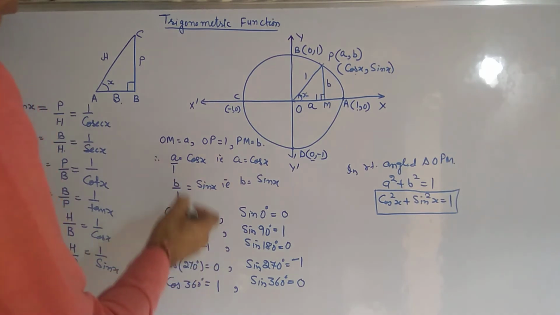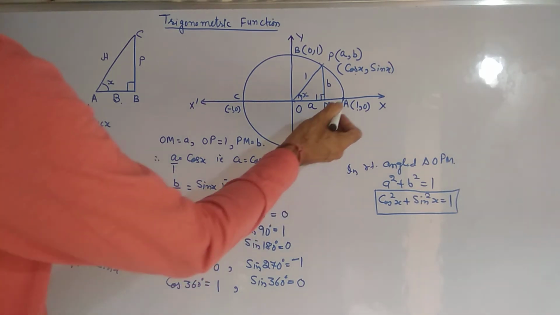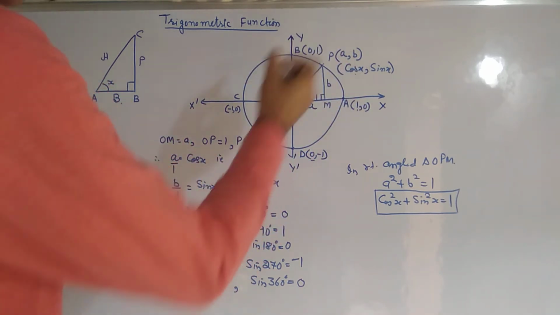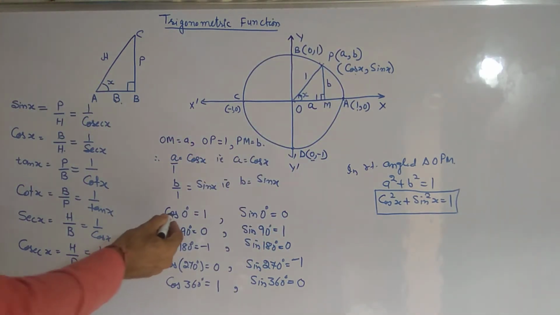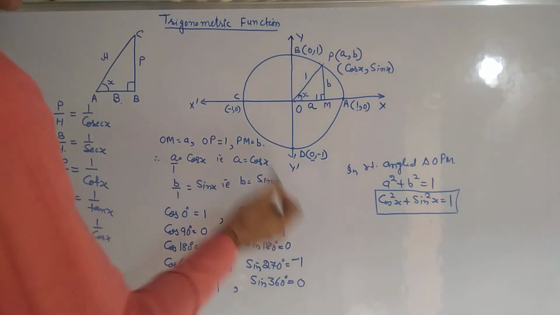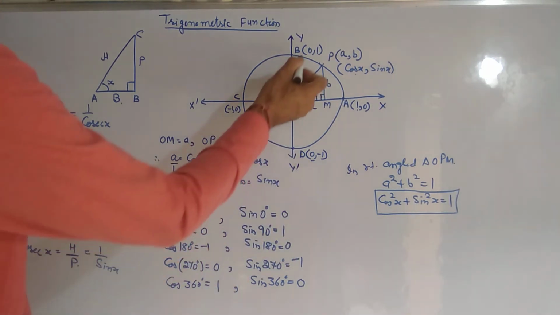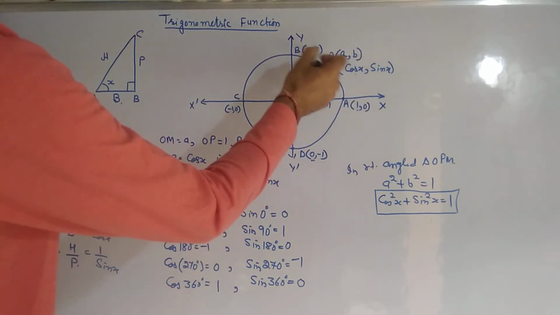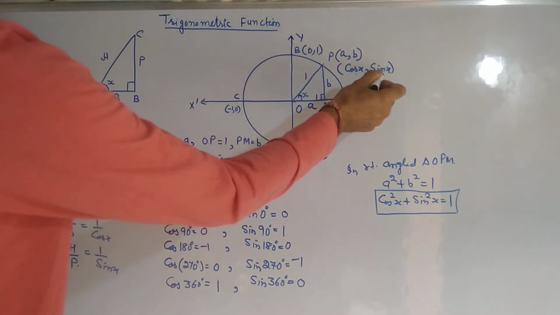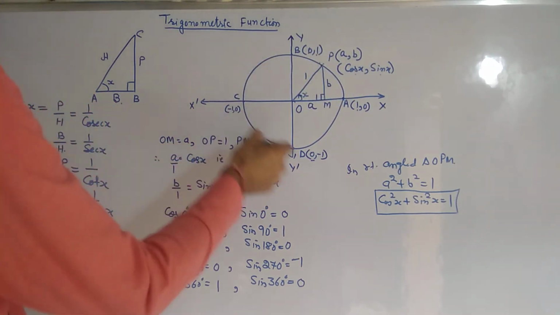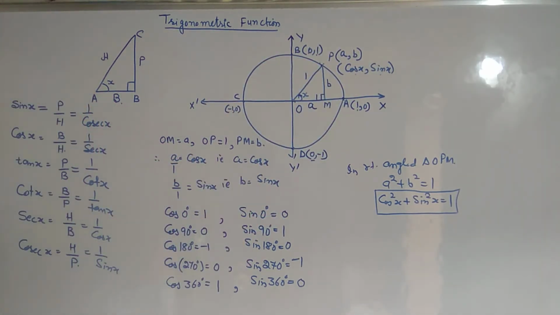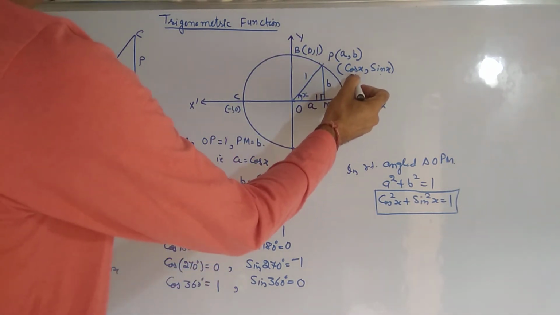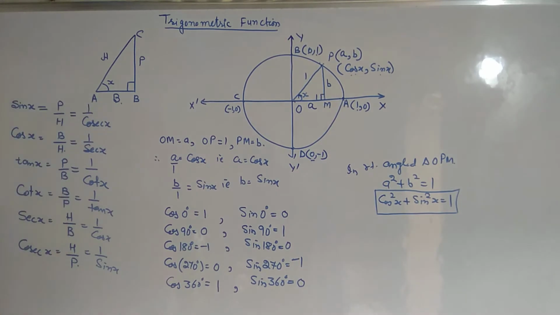The value of cos 0 is 1 from this unit circle. We can find that cos 0 degree is 1, sin 0 degree is 0, cos 90 degree is 0 from these coordinates, and sin 90 degrees is 1, and so on. These are the values. And after a complete revolution, the values of cos x and sin x repeat.